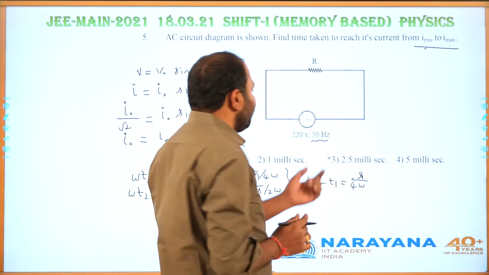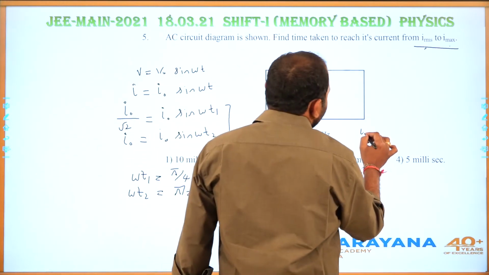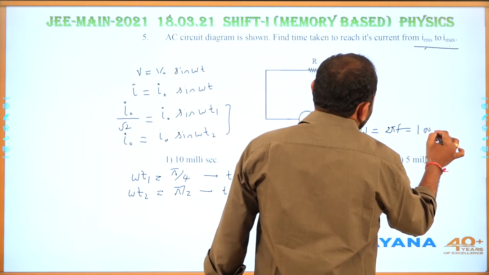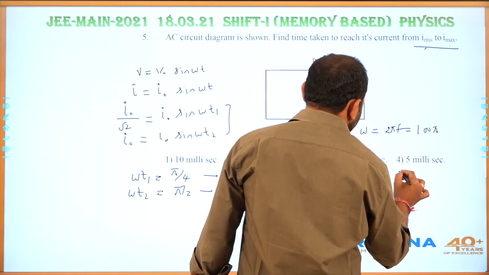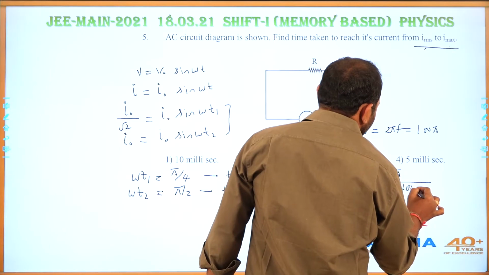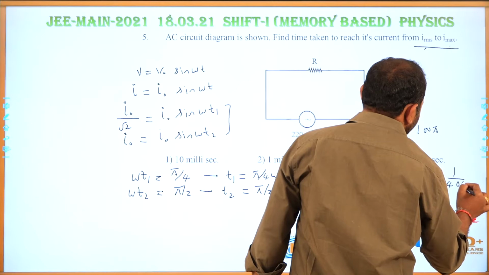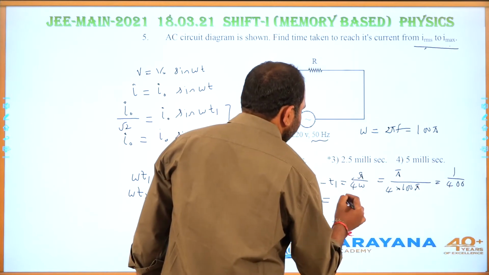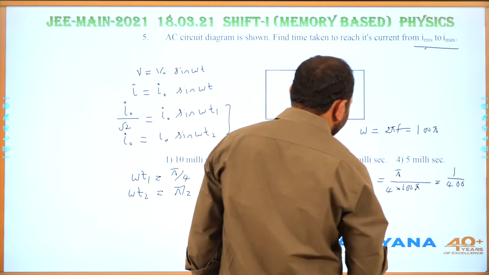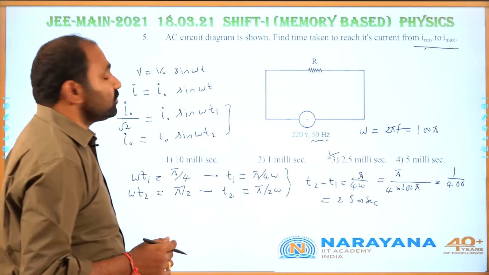It is given the frequency of the source is 50 hertz. So omega will be 2 pi times the frequency. So this is 100 pi. So this is pi by 4 into 100 pi. Pi gets cancelled. This is 1 by 400. So it can be rewritten as 2.5 milliseconds, 2.5 into 10 power minus 3 seconds. It is given with the third option. So it is correct. Let us go to the sixth question.